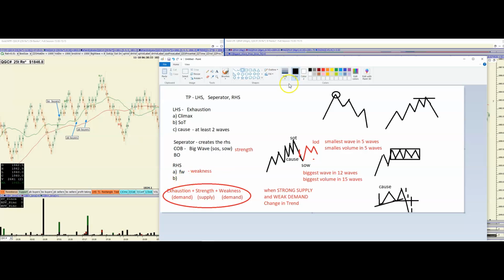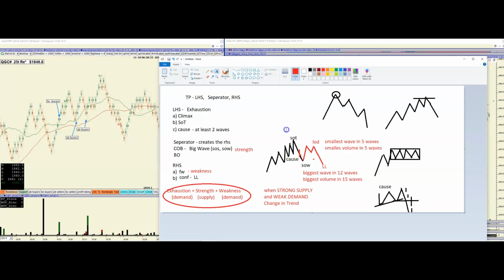Now, the other thing I want to talk about is confirmation, which occurs when you make a lower low. What do I mean by lower low? I mean that after you have your sign of weakness, you make a lower low. Right there is your lower low. This confirms the change of trend.